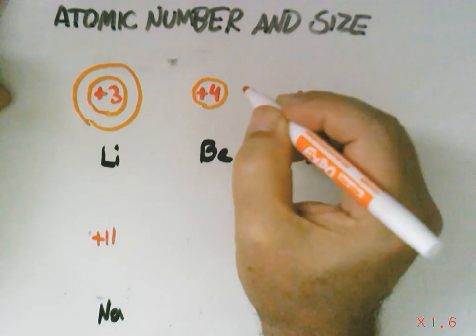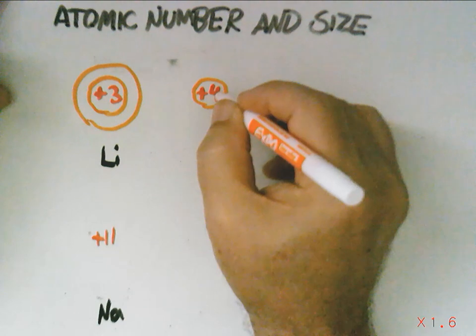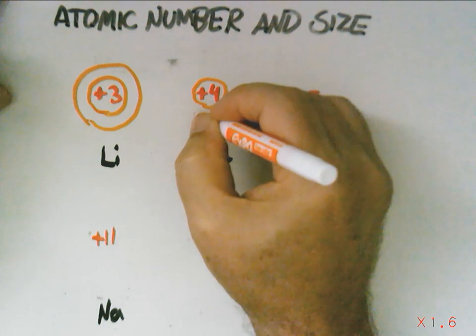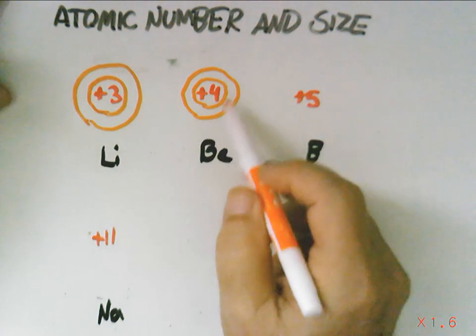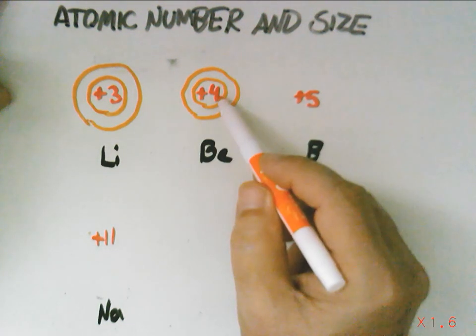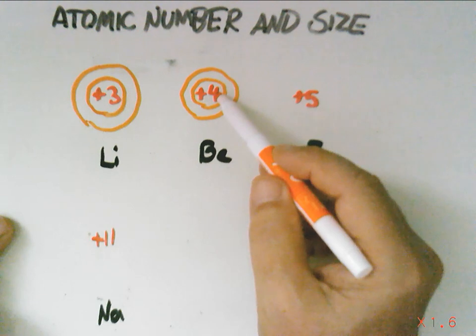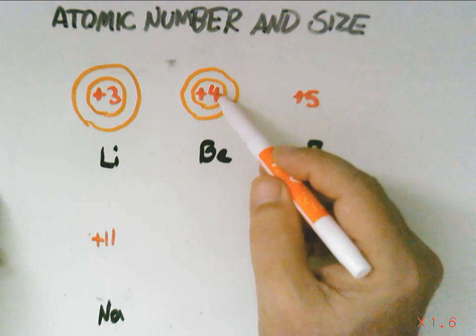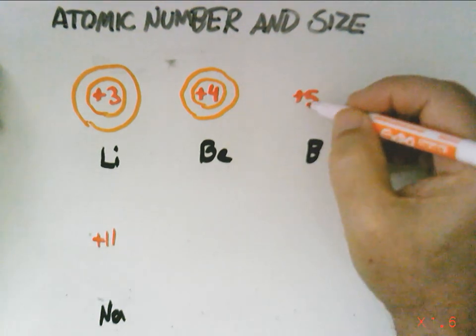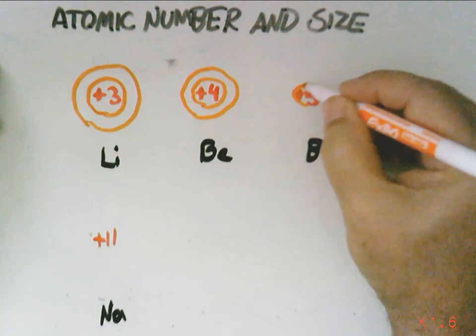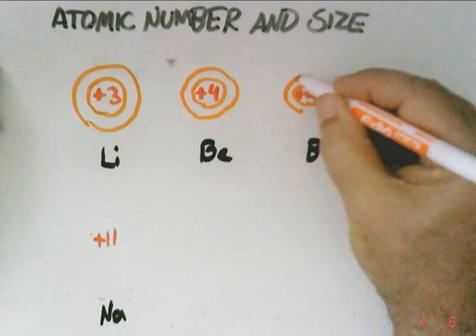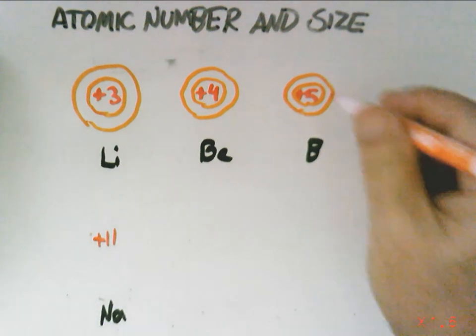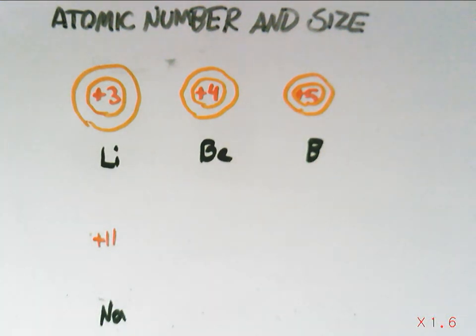The 1s is going to be drawn in. The first shell is going to be drawn in a little bit more. So this one's going to end up a little smaller because the positively charged nucleus is drawing in the negatively charged shells a little bit closer. And if you were to look at boron, it would compact them in a little bit more, so that would be even slightly smaller.